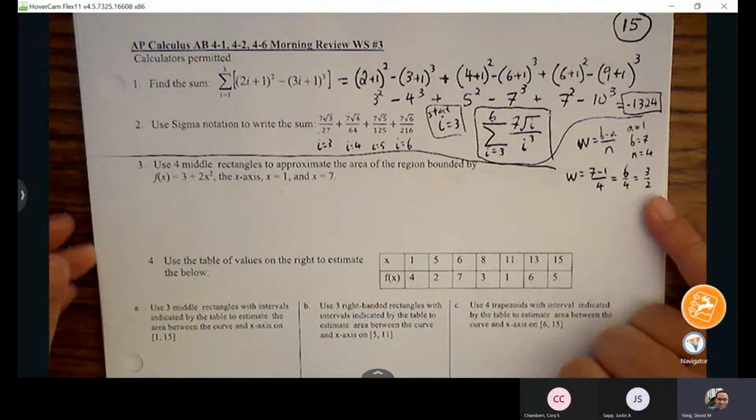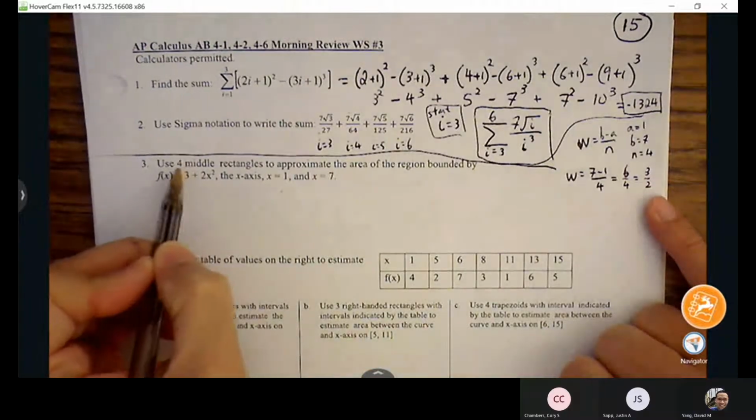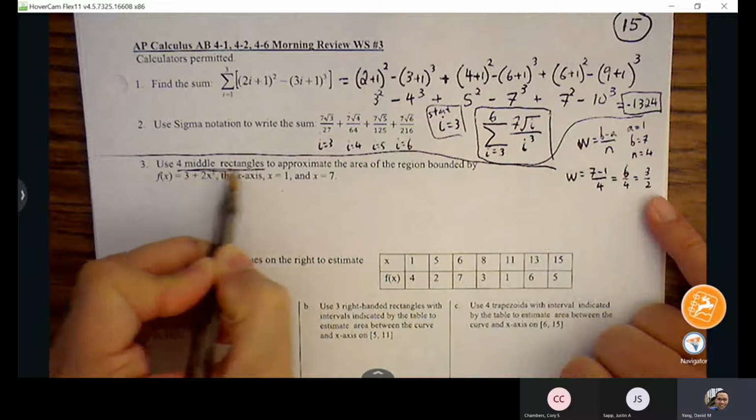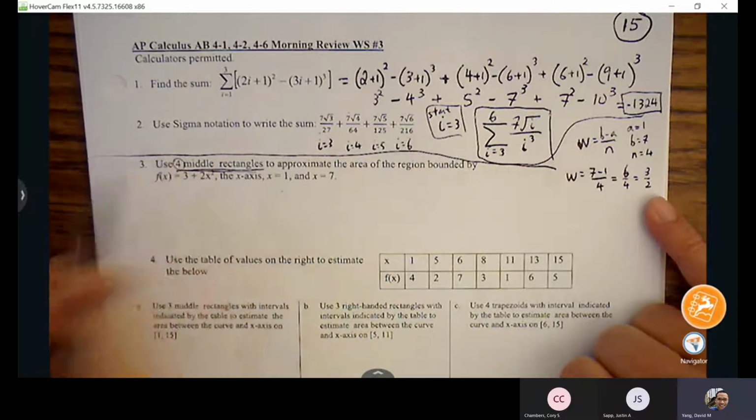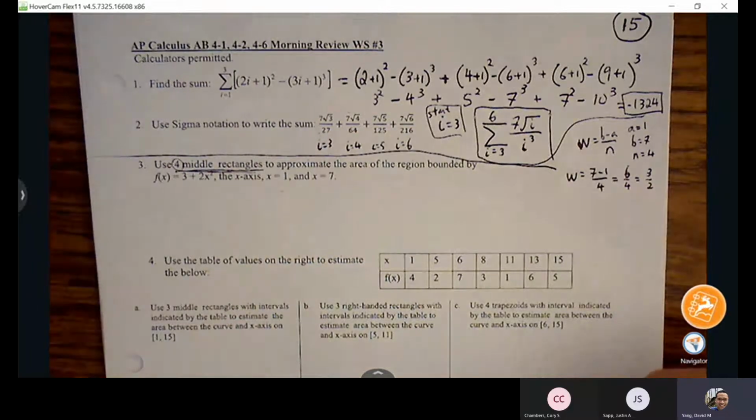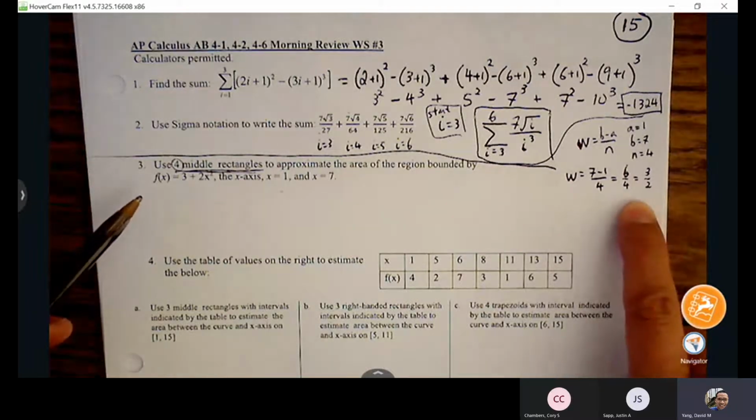N is the number of subintervals, which in this case is rectangles, and so it's 4. Okay, everybody good with width?